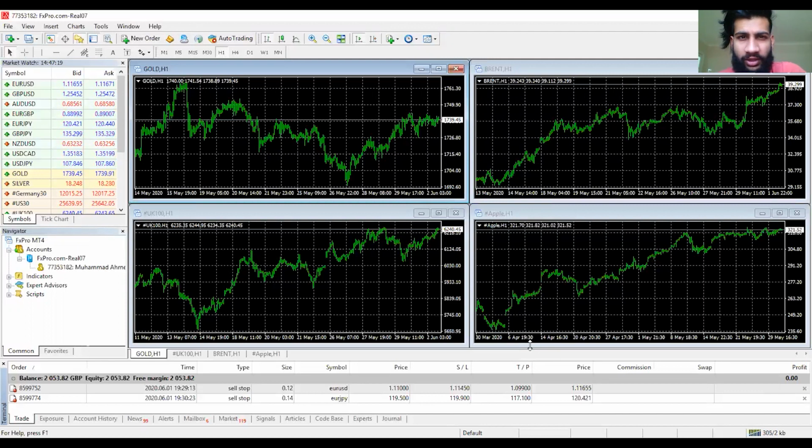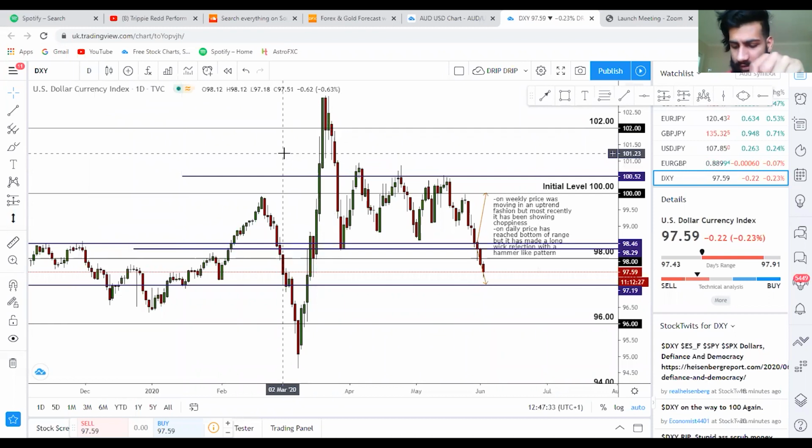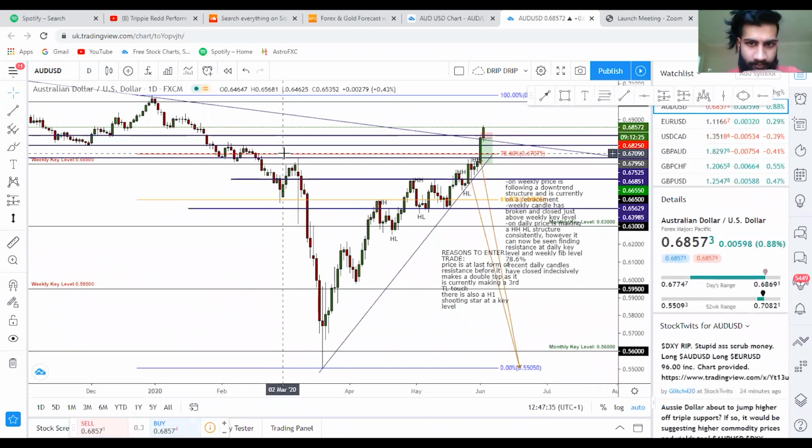Especially the pound chef trade, right? And the Aussie dollar US dollar, right? Because, okay, look, if we were to go back and just view how, where we at? Okay, I hope you can see that. If we just go back and view the Aussie dollar US dollar, right?